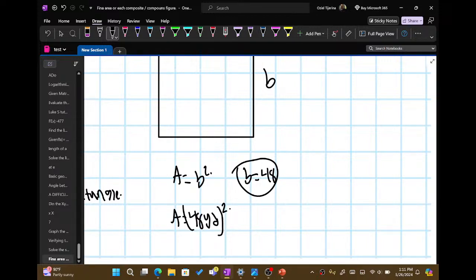And if I calculate that, oh gosh, where did I put my calculator? Well, we can always use Desmos. I can't find my calculator right now.